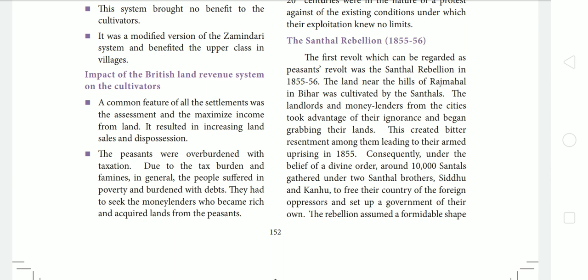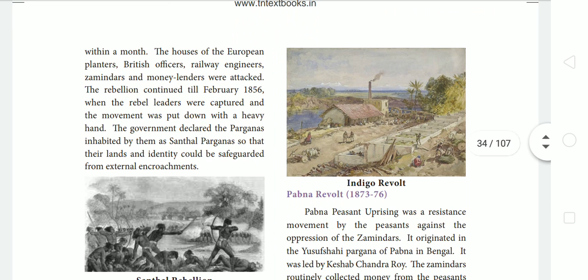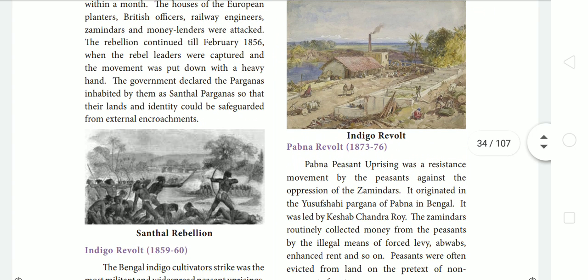Okay, so the rebellion assumed a formidable shape within a month. The houses of the European planters, British officers, railway engineers, zamindars and moneylenders were attacked. The rebellion continued till February 1856 when the rebel leaders were captured and the movement was put down with a heavy hand. The government declared the Paragnas inhabited by them as Santal Paragnas so that their lands and identity could be safeguarded from external encroachments.